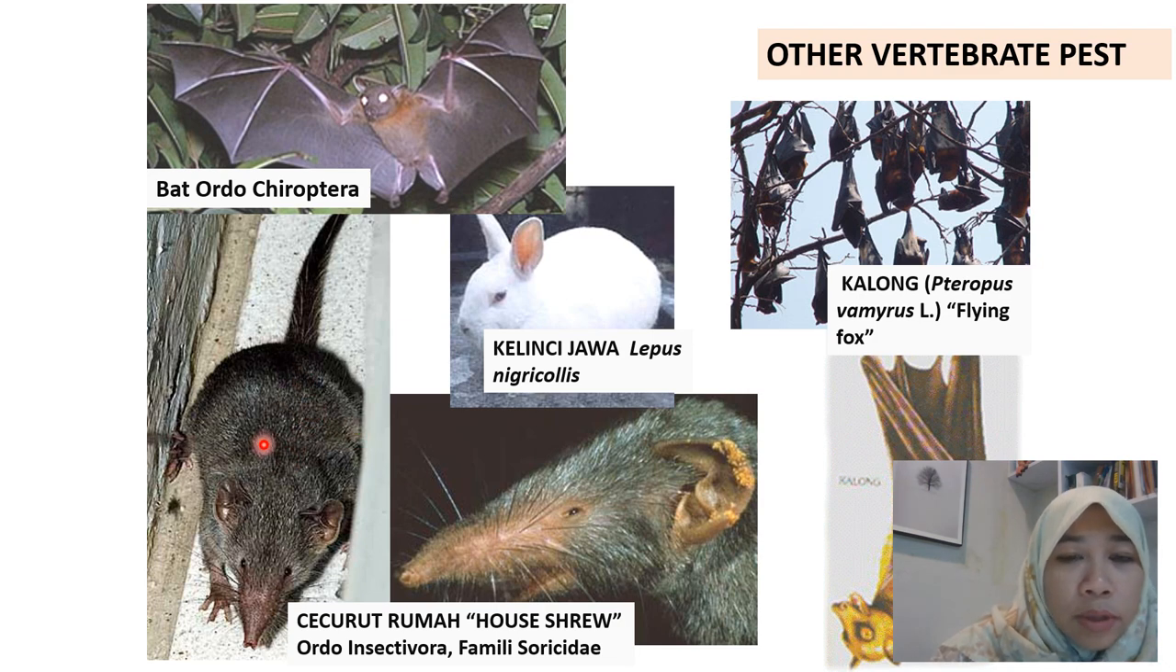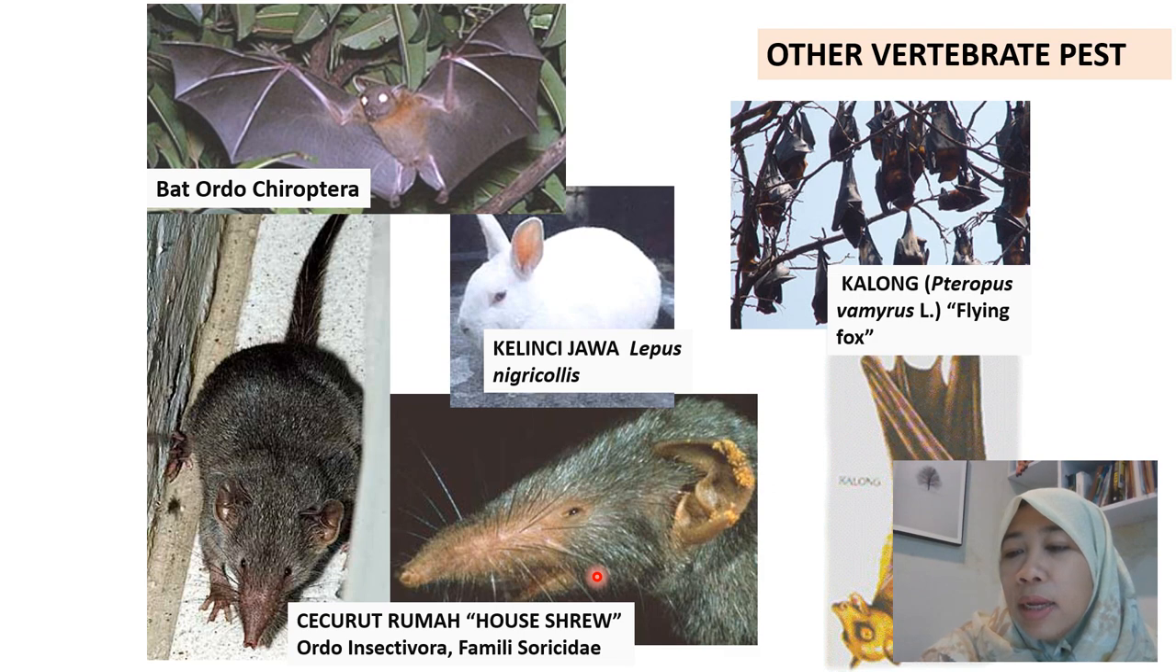This looks like a rat or a mouse, but it is different. Look at the head of this animal. This is a shrew. The order is different. While the rat's order is Rodentia, the order of this shrew, or cecurut rumah, is Insectivora. It means they eat insects. While Rodentia are omnivores, this is insectivorous. Okay, and then wait.